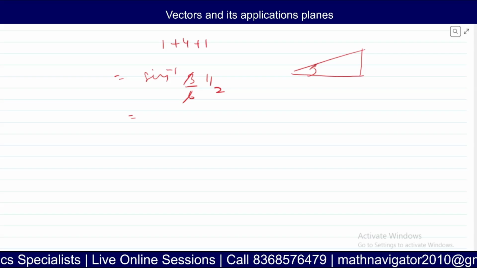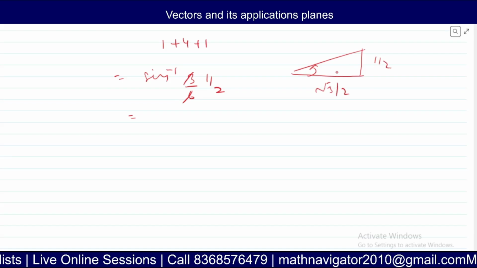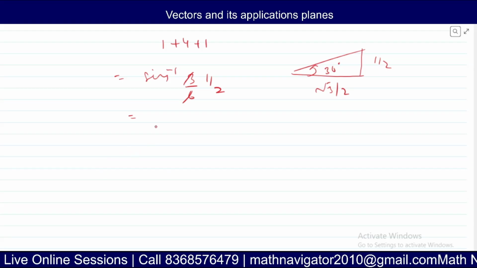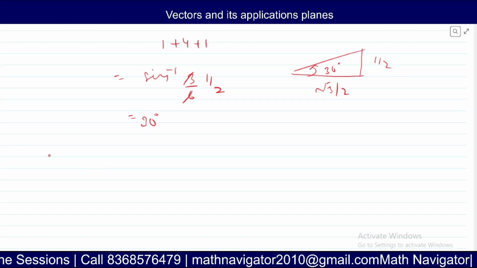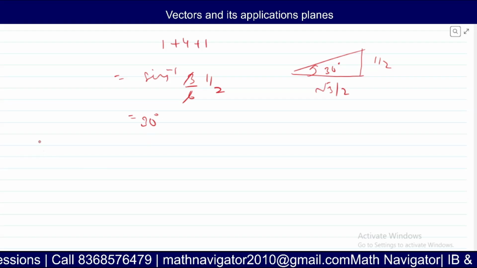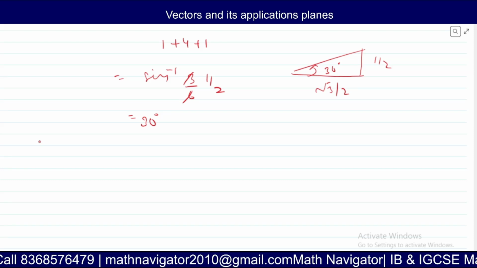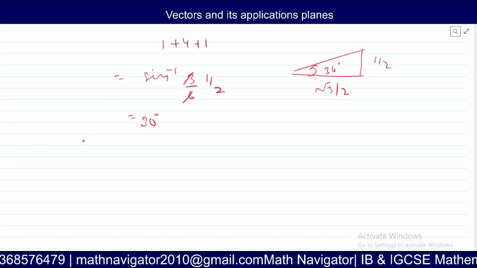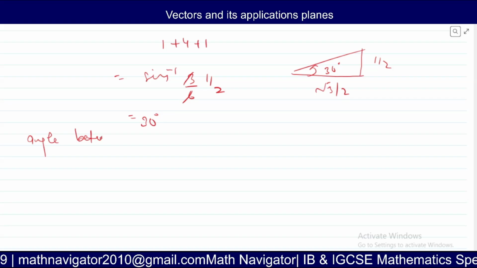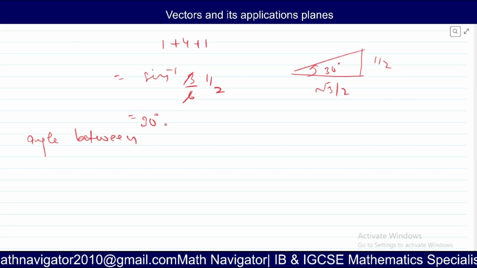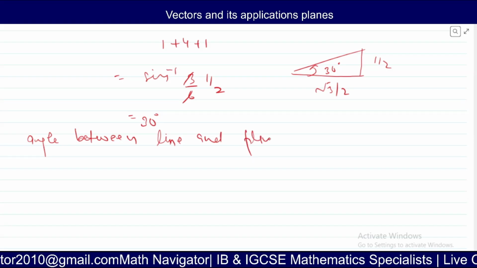That means this is the larger one. Half root by 2 is 30 degrees. The angle between the line and the plane is 30 degrees. I hope this question is pretty much clear to you, right? Angle between line and plane, 30 degrees.